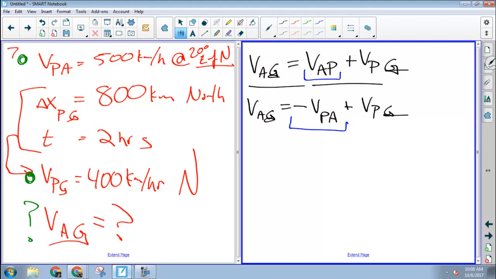Okay, so now what I'm going to do is write in vector notation each of these vectors. I don't like vectors. I'm sorry. It's not going to go away. If you don't like vectors, you don't like physics, because they're not going to go away.